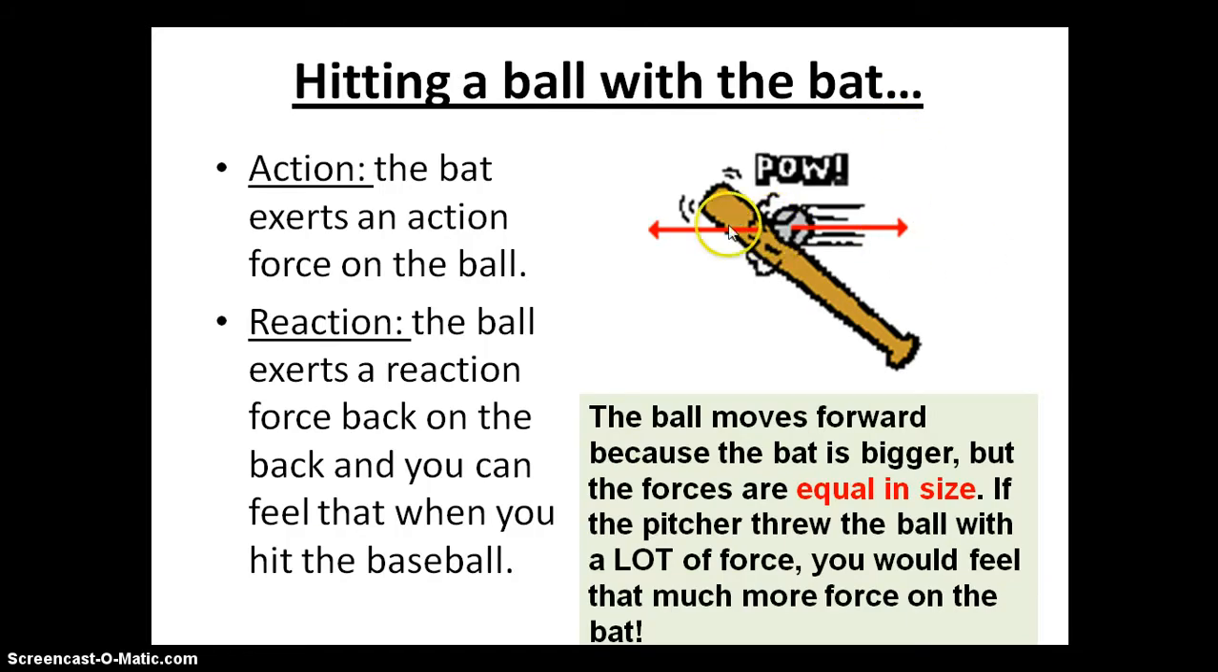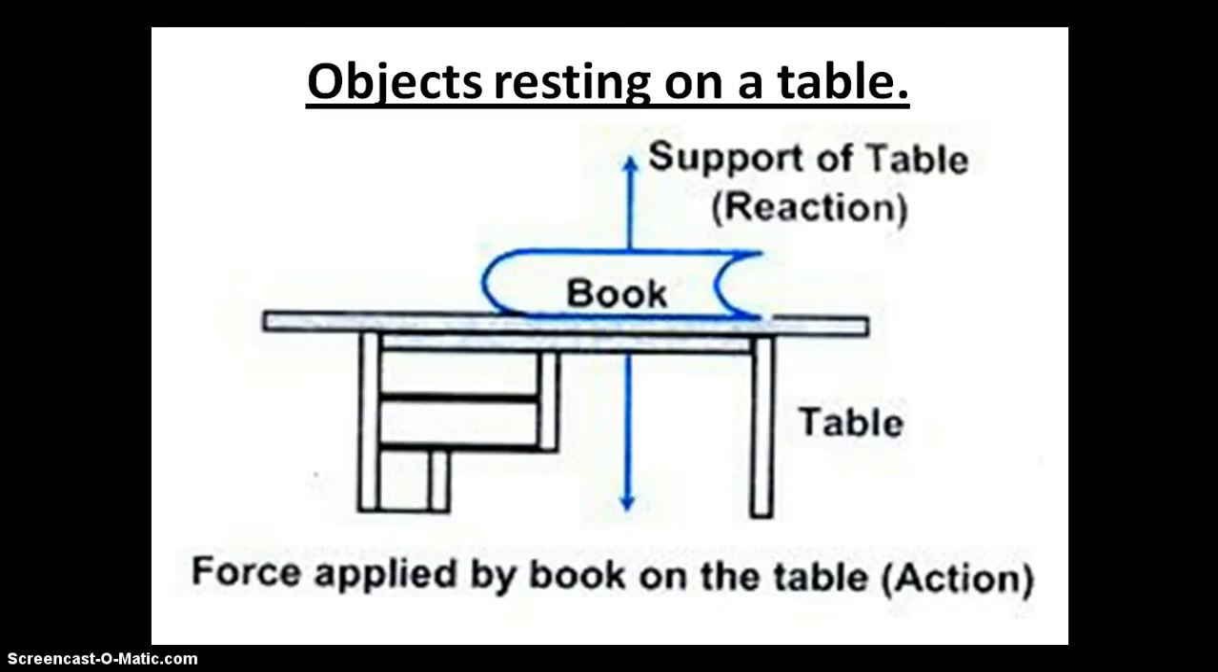Hitting a ball with a bat is the same thing. The bat hits the ball with action force, and in reaction, the ball will also exert a force back on the bat, and you can actually feel that, especially if you use a metal baseball bat. You can feel the zing in it. Objects resting on a table. Simple, but same thing. A book sitting on the table has an action force pulling down on the table by gravity, right? The table reacts by pushing back up to support the book. And so therefore the book doesn't fall through, the table doesn't break, and the book is not floating in the air, it's just staying on the table.